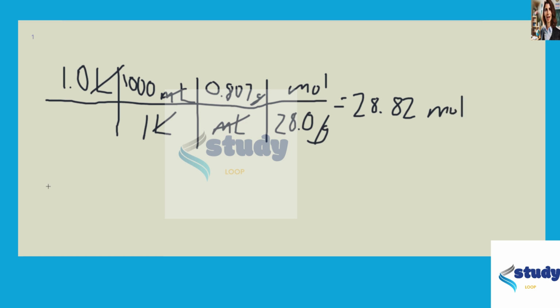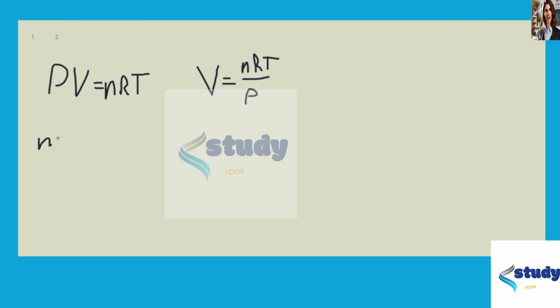So now we want to use the ideal gas law, and so I'll go to a new page here. So PV equals nRT, and we want to rearrange to solve for volume. So volume equals nRT over P. Our n we just calculated to be 28.82 moles.